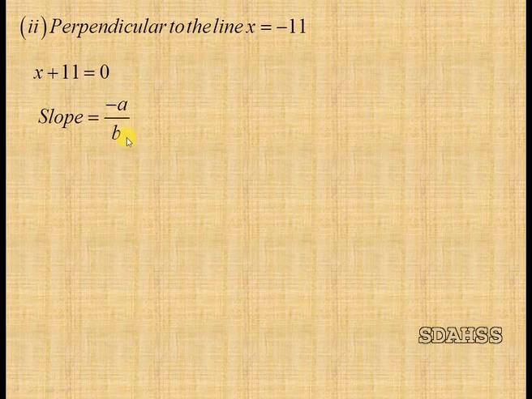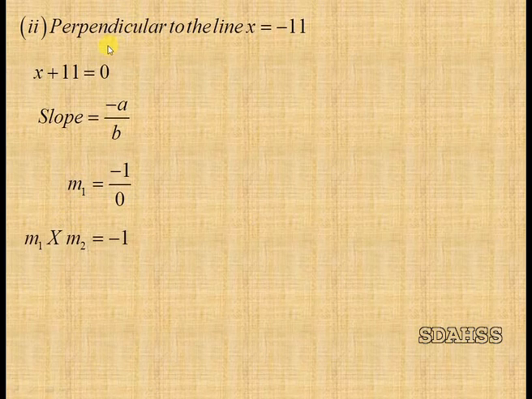Slope is equal to minus a by b. Here a means coefficient of x. Coefficient of x is 1. So minus 1 by b, which means coefficient of y. Coefficient of y is 0. There is no y term. So minus 1 by 0. We have taken this as m1.